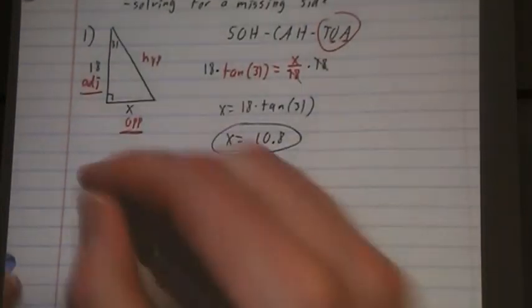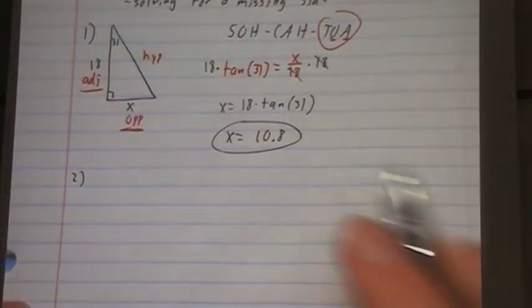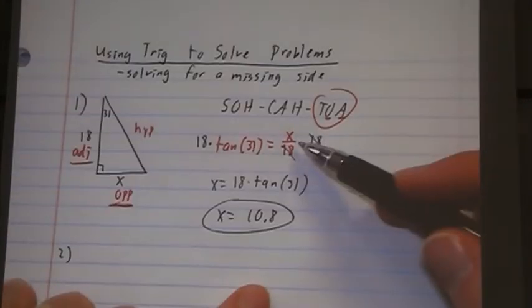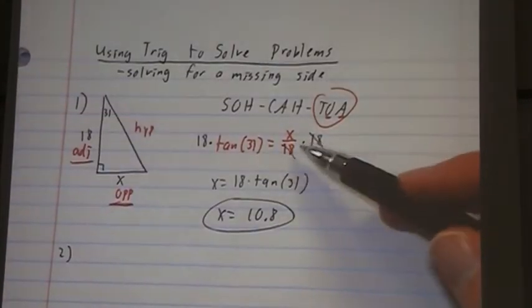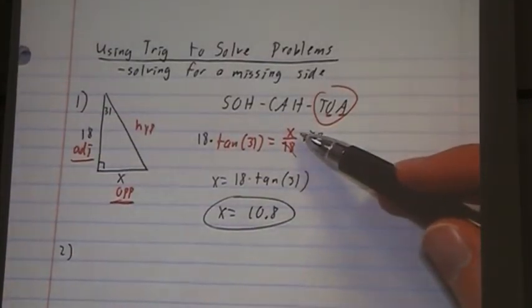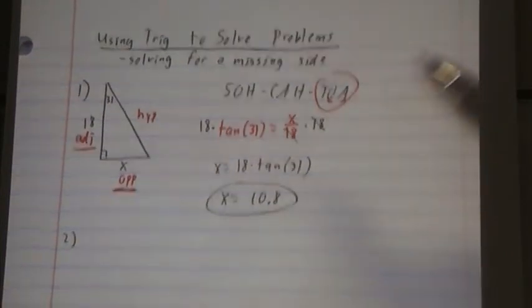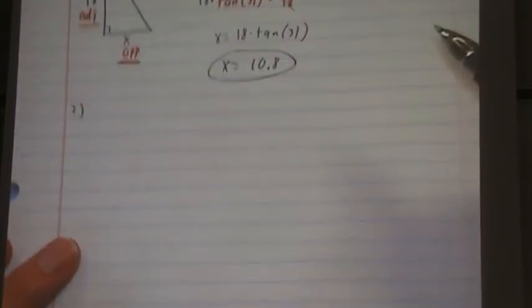Another example. What if you're missing... So this one we had a variable on the top, and to get a variable on the top by itself, you just multiply it by the denominator. Well, what happens if you have a variable in the denominator? What do we do?